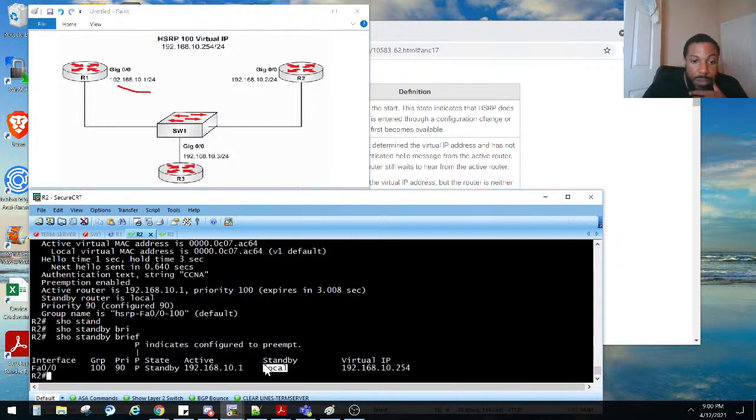Who is the standby router? Local, me. That means I'm the standby router, and this lets us know the active router is 10.1. Again, it's him, 10.1, and our virtual IP address is 10.254. That's pretty much it, man.